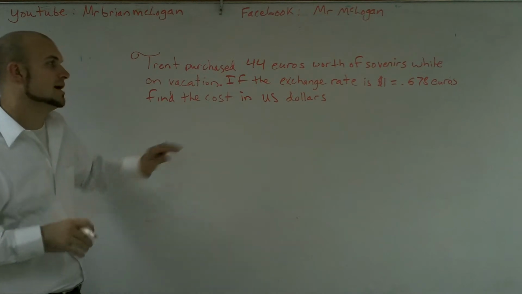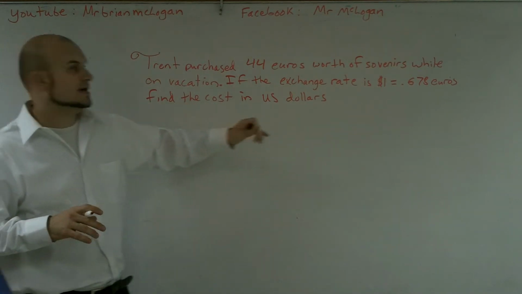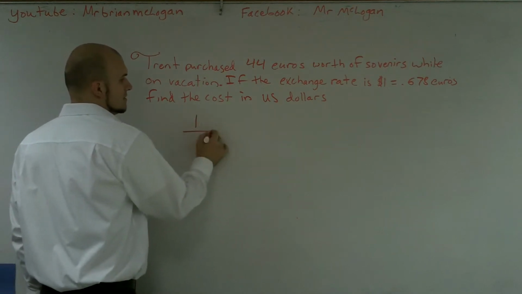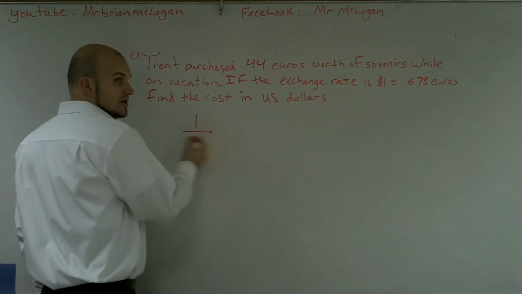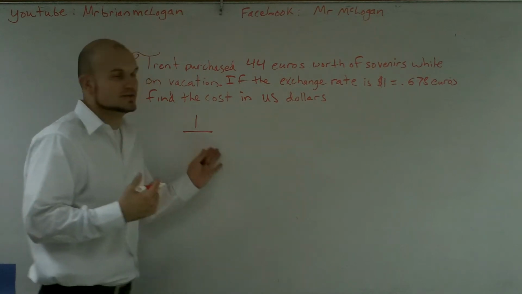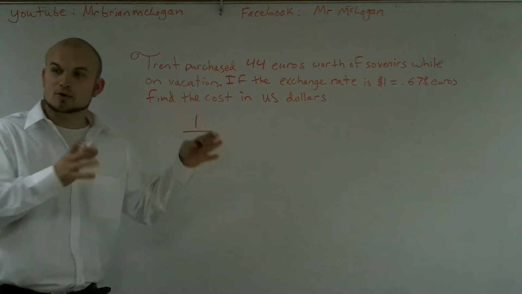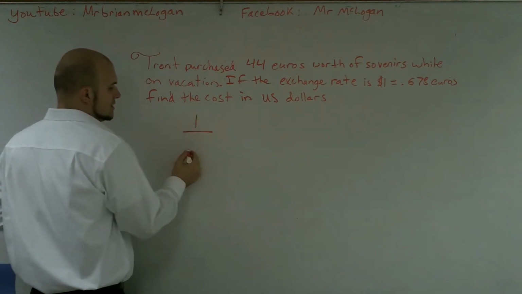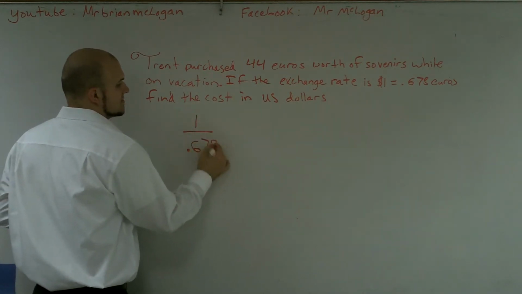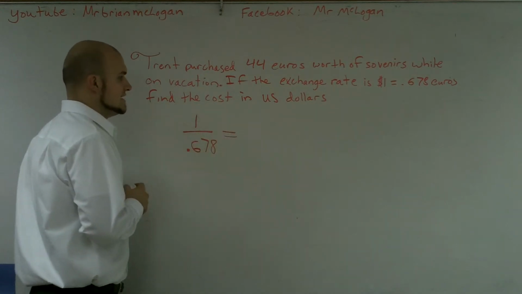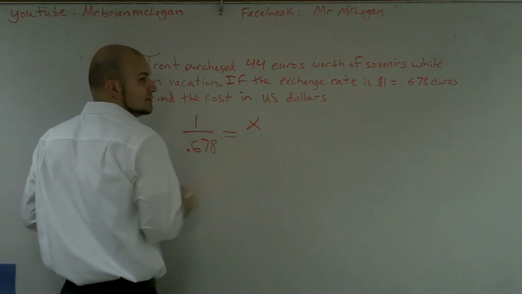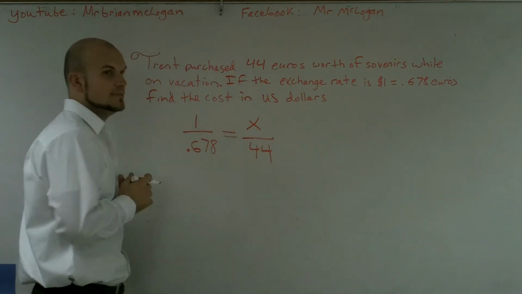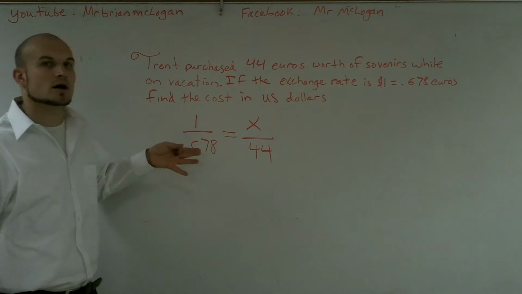What I want to do for this problem is set up a ratio, okay? When we're using a ratio, one of the ways a ratio works is to compare one quantity to another quantity. So I'm going to compare $1 US to 0.678 euros, and that's going to equal the same comparison as, I don't know how many American dollars, but 44 euros. Okay? So this is what we call a proportion.